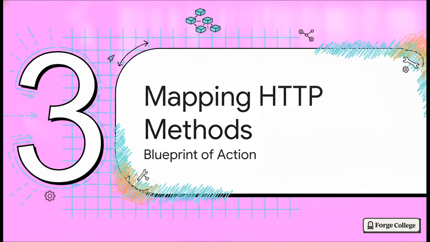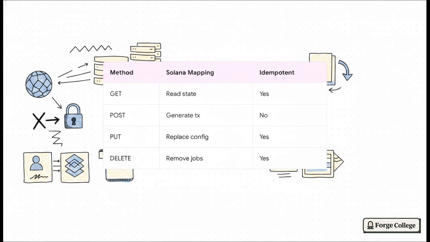Which brings us to Section 3, Mapping Your HTTP Methods, the Blueprint of Action. All right, we've got our names. Let's map out exactly how we interact with these resources. Here's the deal with Solana REST endpoints. They are overwhelmingly read-heavy. We're usually just querying state that has already been finalized on the blockchain. Because of that, GET is absolutely going to be your workhorse. It reads the state and it is idempotent, meaning it's perfectly safe to call repeatedly without changing anything on-chain.